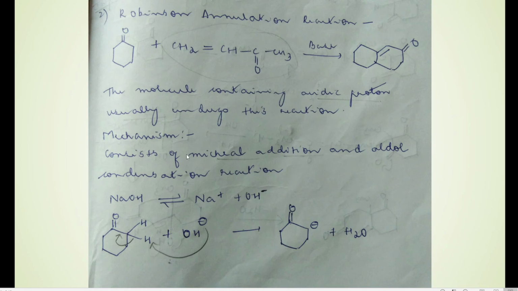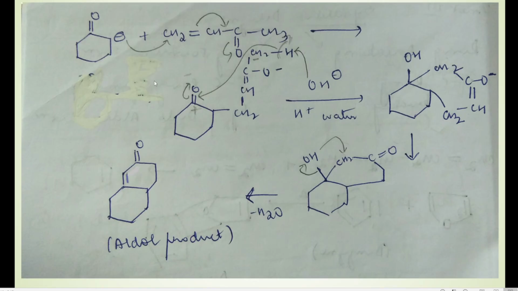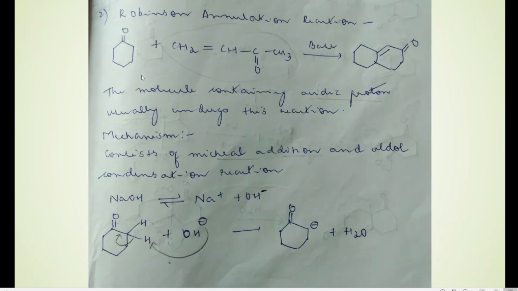It consists of Michael addition and aldol condensation reaction. Okay, so the first step is you're taking this base. We are using this base as a catalyst. So here let us take NaOH. It dissociates to give Na plus and OH minus. In the second step, you will take the first reactant, that is a ring containing double bond O.